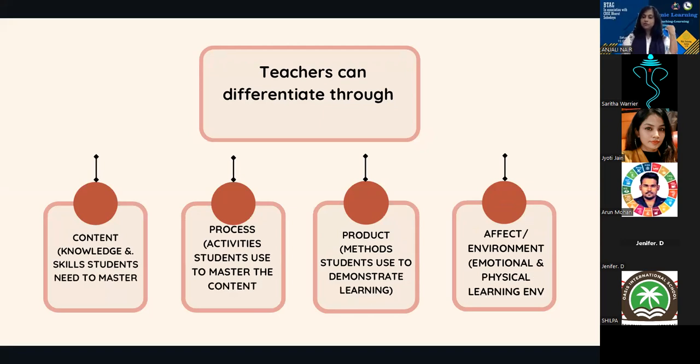After the guiding principles of differentiation, let's talk about how teachers can differentiate through content, process, product, and environment. So what is differentiation through content? That is what we want students to master, the knowledge and skills that students need to master. That is the content. Then process, these are the activities that students use to master the content. Then product, the methods used by students to demonstrate their learning. And then the environment of the classroom. So we have to differentiate through all these.